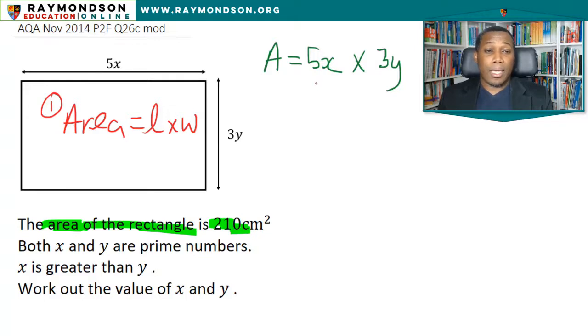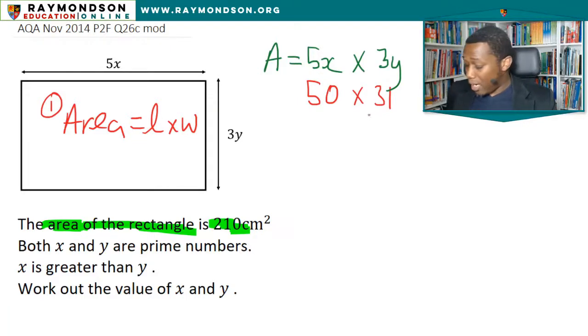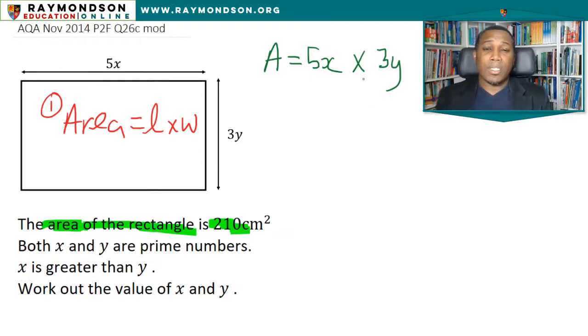Can we think, okay, this might be 50 and then this is 31, or is that what you're thinking? If that's what you're thinking, no. It's not about fill in the blank. What you need to appreciate is that when you write a number and a letter together, it's not a missing digit. It actually means the number multiplied by the letter.